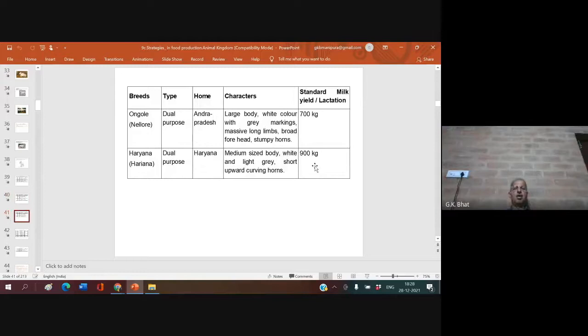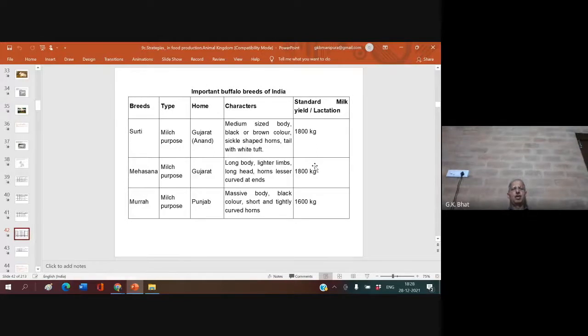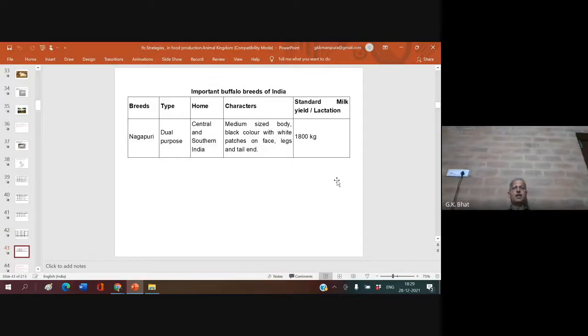And this is Ongole breed, dual purpose breed. They give milk to the extent of 700 kg. Haryana breed, dual purpose breed, gives 900 kg of milk. With regard to buffalo, Surti, Mehsana, Murrah, all these are milch breeds, and they give milk to the extent of 1,800 kg per about 10 months. That is 180 kg per month, 6 kg per day. Okay, this is Nagpuri breed, dual purpose breed, 1,800 kg, right?